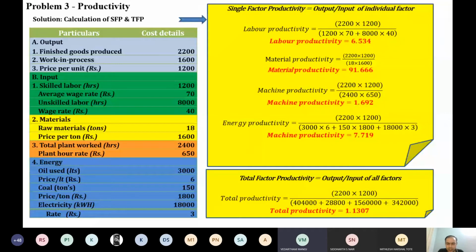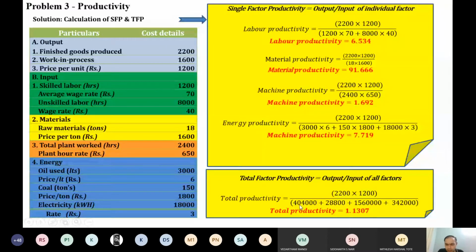Calculation of total productivity: the formula is output by input. But in total productivity, or total factor productivity, we are considering input of all factors. Here in this case, I have 4 factors: labor, material, machine, and energy. So say, for example, I'll tell you how to calculate this 40,000.